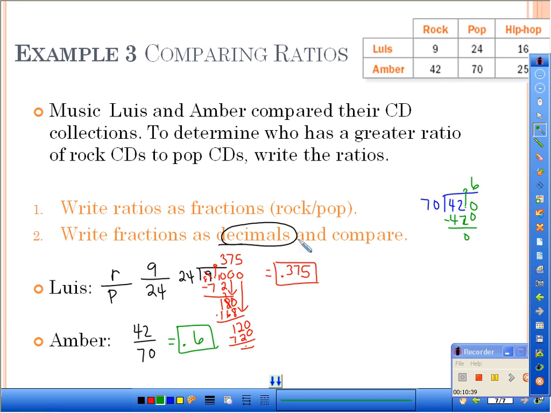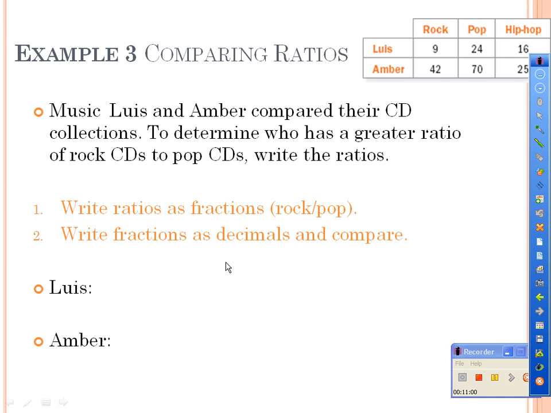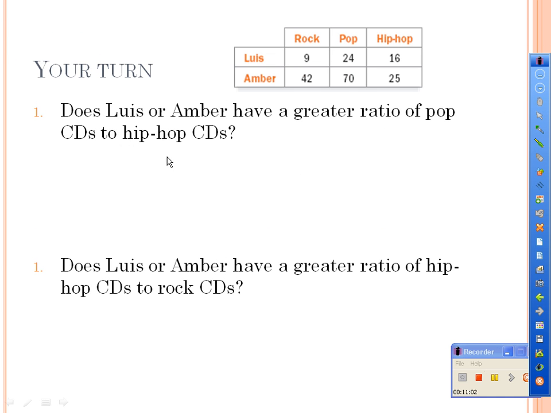Now that we've converted them to decimals, we can compare who has the greater ratio. 0.6 is greater than 0.375, so Amber has the greater ratio of rock to pop CDs. Now it is your turn. Press pause on your computer and try these two questions.